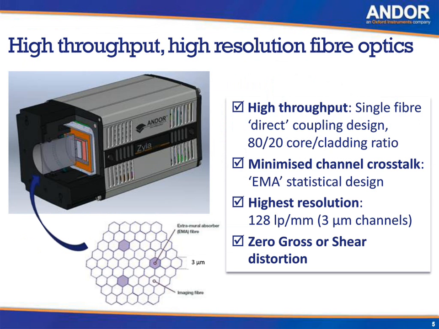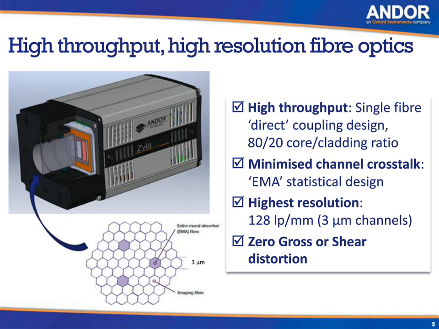we find we need to deal with how do we get the light from the scintillator or from the matter you're looking at into the camera. So we have to make sure we have a highly efficient, high resolution throughput. And we do this by focusing on our optical design. And we do that by ensuring we have a high throughput. We choose fibers with a direct coupling, so that means there's only a single fiber. It's got a high 80-20 core ratio. It's maximizing the light throughput. It's minimizing the crosstalk. So crosstalk is stray light or light that's not where you want it to be, and it's done through an EMA optical design.